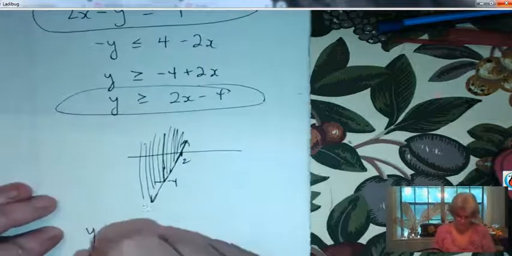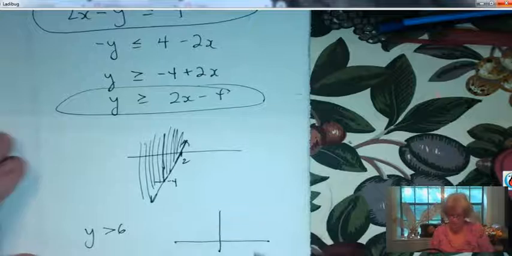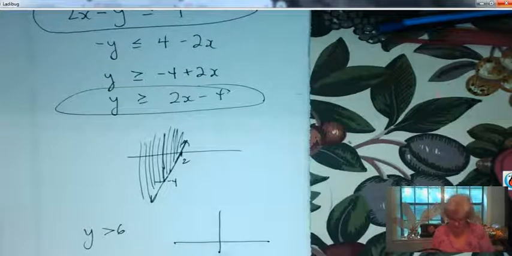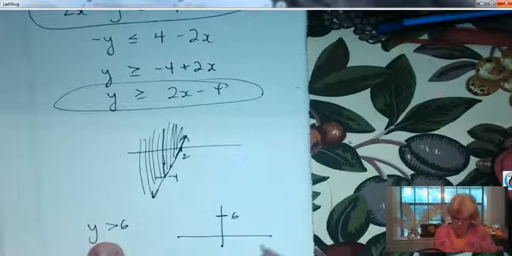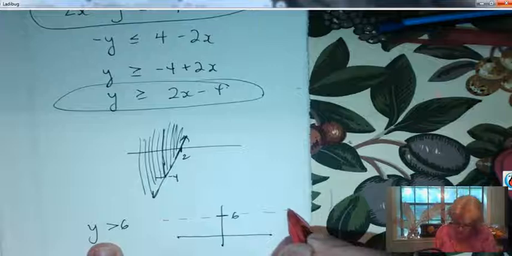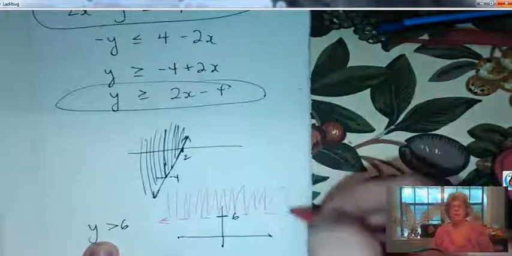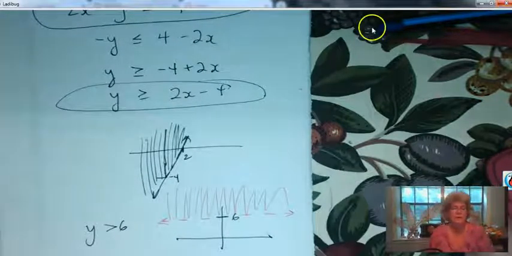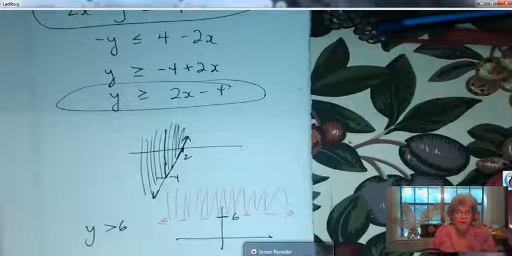Okay, what about that? What is the line y equals 6? What does that look like? It's the horizontal line that goes through 6 on the y-axis. Y greater than 6, we do not want the line, so I have to draw it dashed, but I want everything above. Okay, so that's enough, and you guys practice some of the problems on your own now.